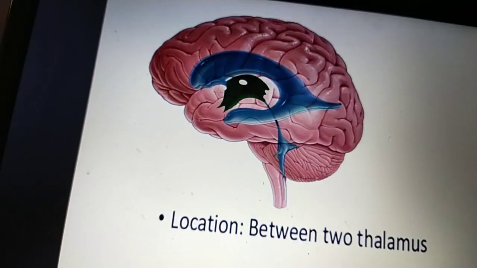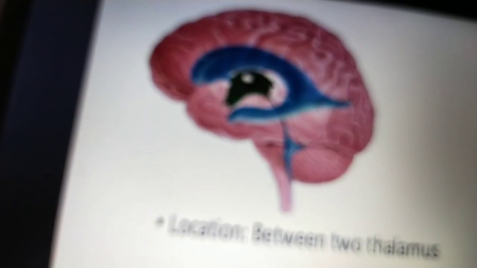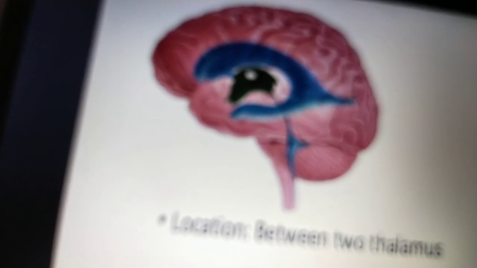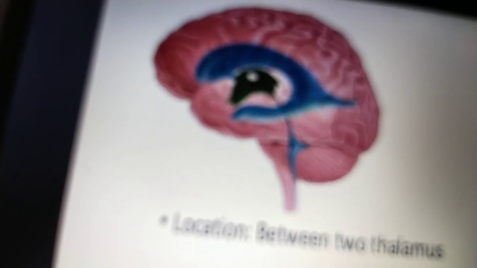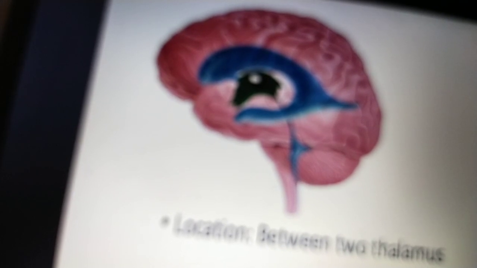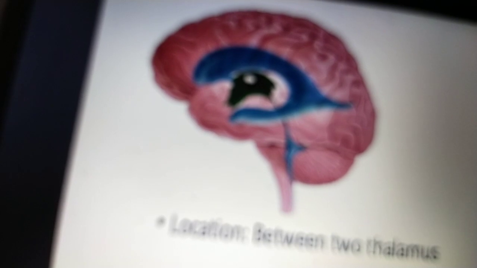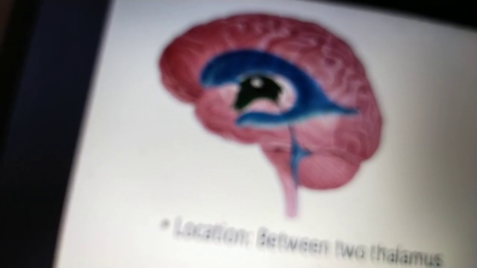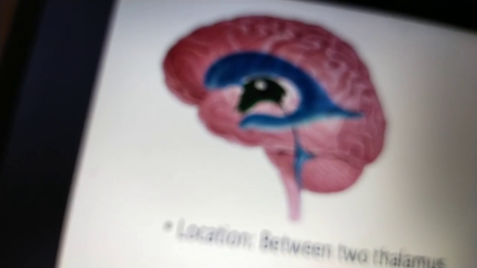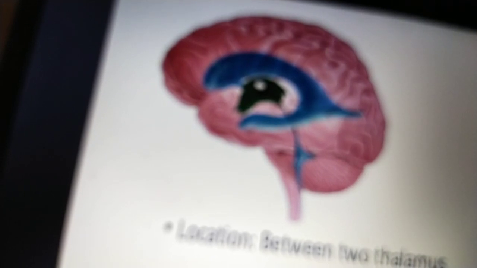In Latin it is said as ventriculi cerebri. It has the interventricular foramina that connects the lateral ventricle to the third ventricle.